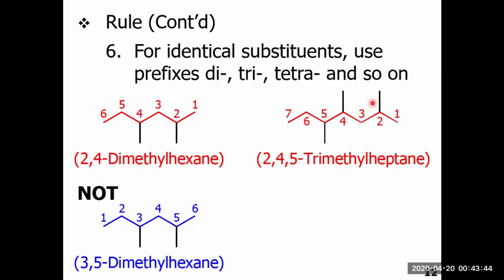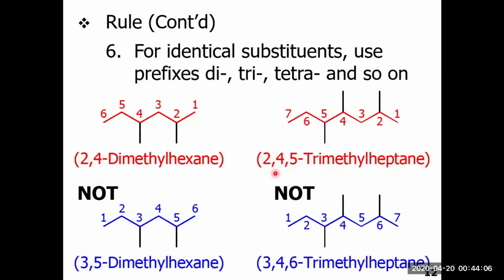Okay, another example is this one. It's named as 2,4,5-trimethylheptane. So tri means you have 3 methyl groups, at 2, 4, and 5. This is the position to which your methyl groups are bonded, or sometimes this is called the locants, L-O-C-A-N-T-S, locants.